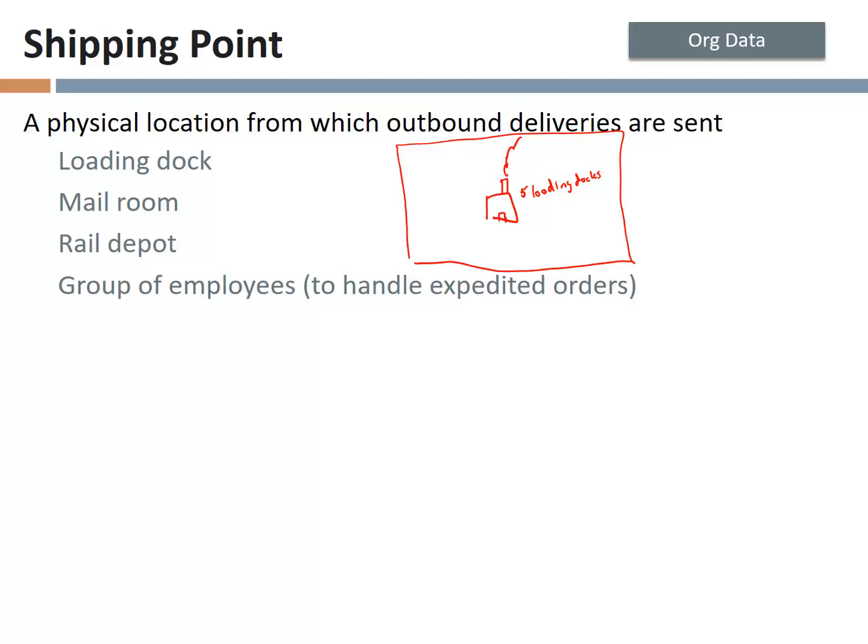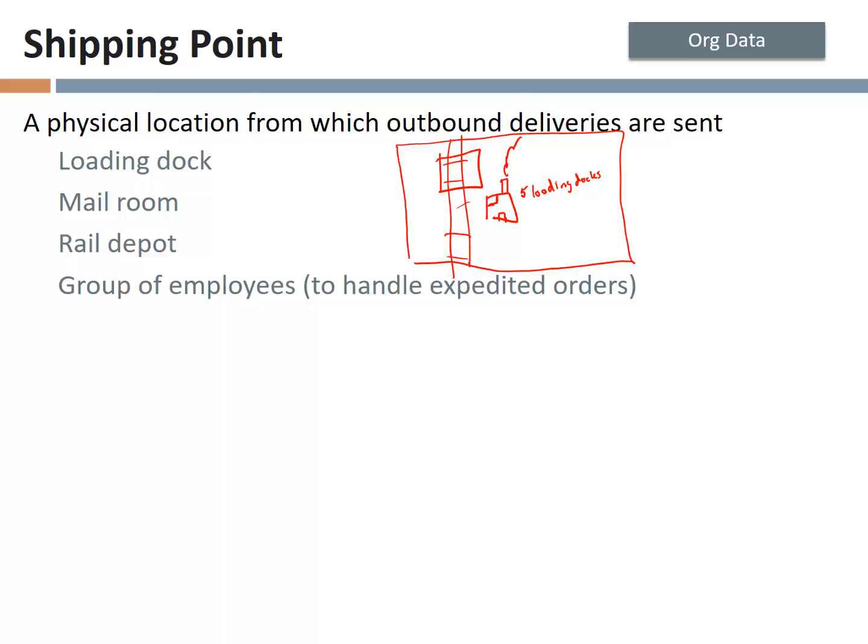We might also have just a desk inside of the building here that when someone orders something for overnight delivery, we take stuff from the plant and we carry it to those people and they contact FedEx or UPS or whoever and they specially handle overnight deliveries for us. And then, because our plant appears to be incredibly sophisticated, there's train tracks that run through our property and we actually have a train depot. And we can send stuff out by way of rail car, and so that's another shipping point for us.